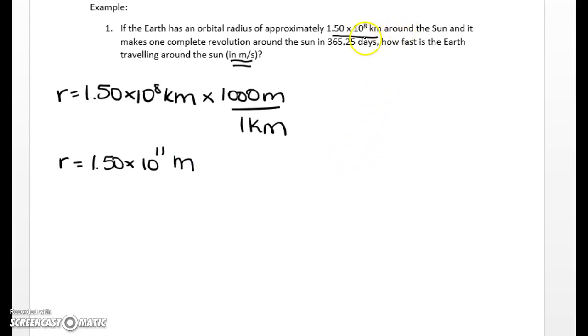The next bit of information that we're given here is what we call our period. Your period is how many seconds it takes to make one complete revolution. So this here is 365.25 days.